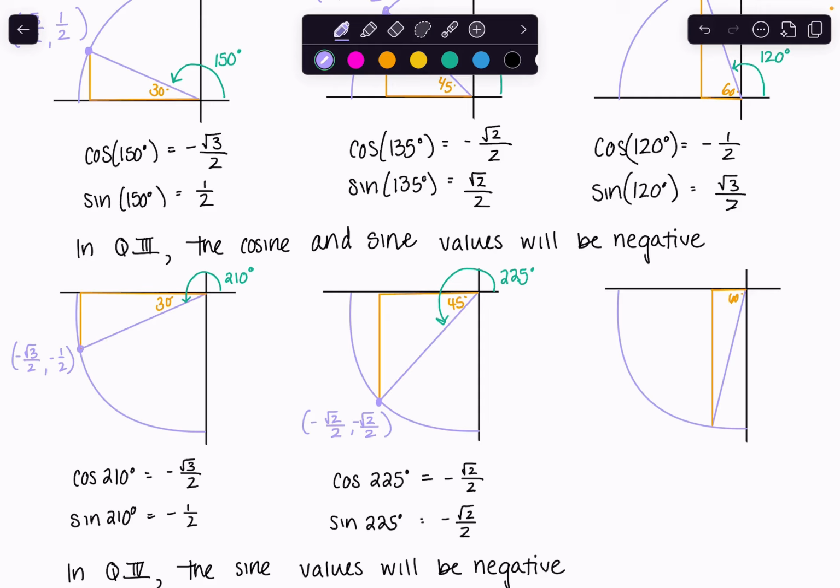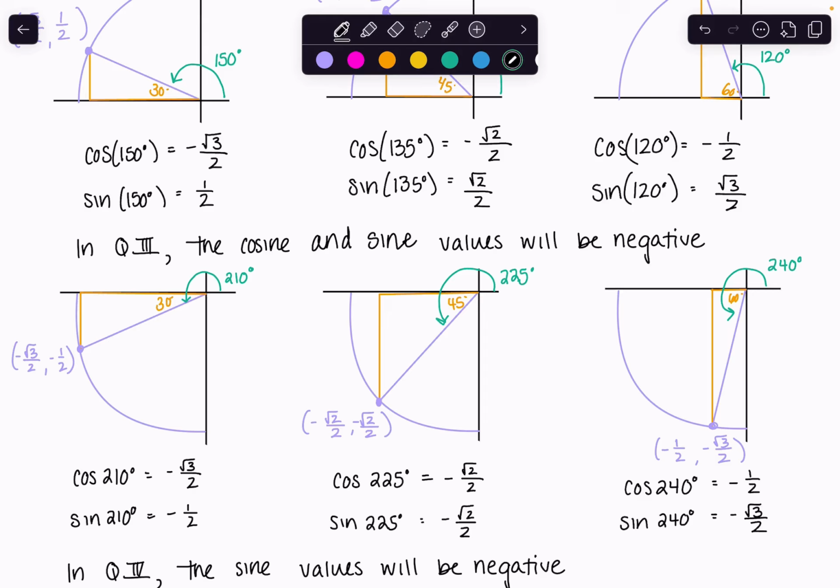Moving on to the 60-degree angle. Again, these numbers don't change. Cosine of 60 degrees is a half. Sine of 60 degrees is root 3 over 2. And because we're in quadrant 3, they are both negative. This particular angle would be 60 plus 180. So this is 240 degrees. So cosine of 240 degrees is negative half. And sine of 240 degrees is negative root 3 over 2. Okay.